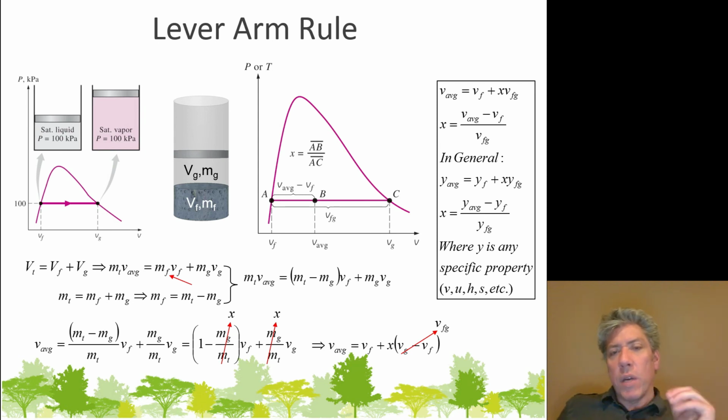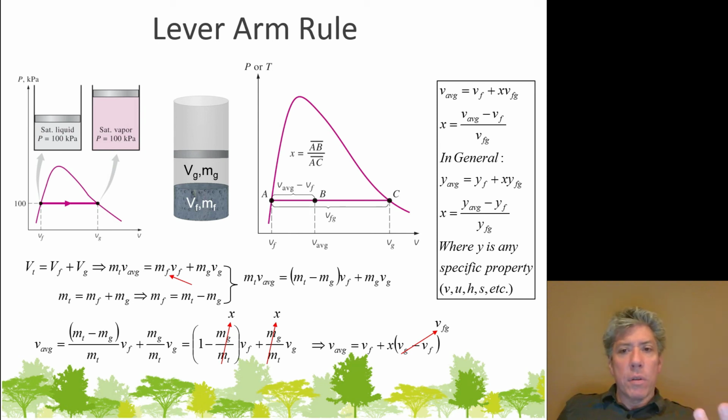But in general, we don't have to use specific volume. We can use any property. We can use enthalpy. We can use internal energy. We can use entropy. Now, I'm not going to tell you what those things are quite yet. I'm not going to tell you what entropy is. Energy, hopefully you get some idea of what that is. That's the thermal energy in our case per unit mass. Enthalpy I'll describe for you in just a bit.